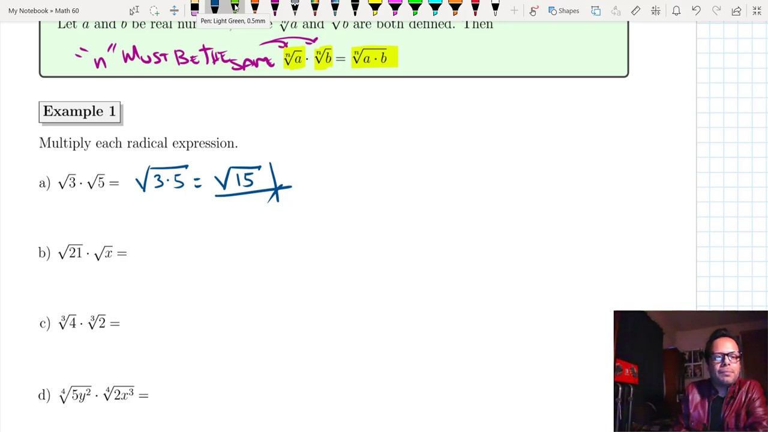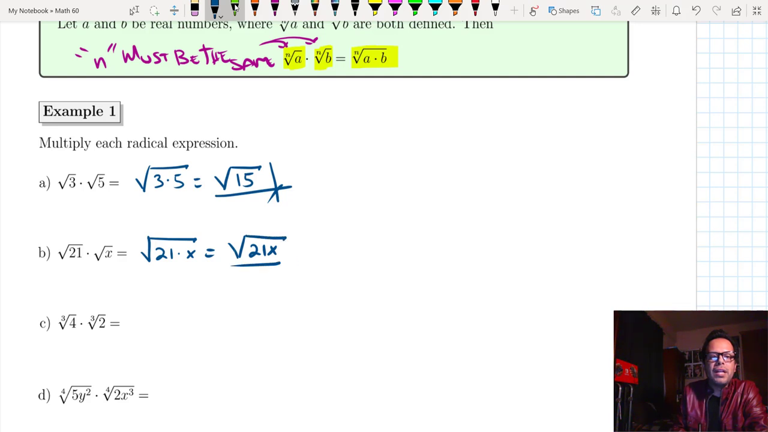Let's do another example. So we have the square root of 21 times the square root of x. We have two radicals multiplying together. We can write it as the radical of the product, 21x. There's nothing really to simplify other than just cleaning up the multiplication point. That's all I'm doing here.